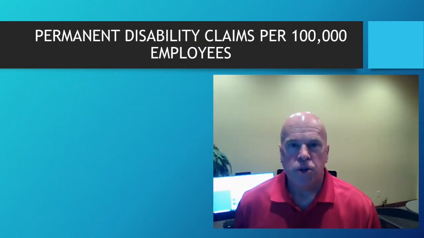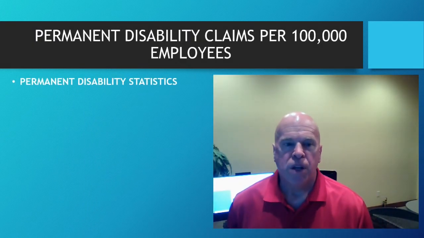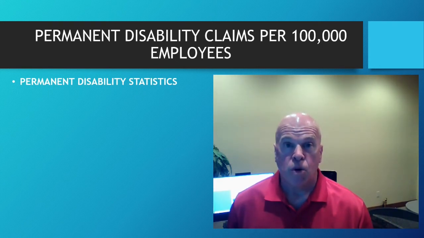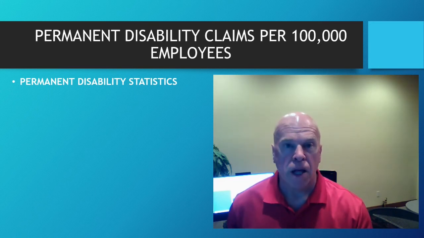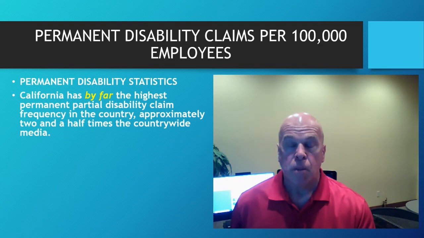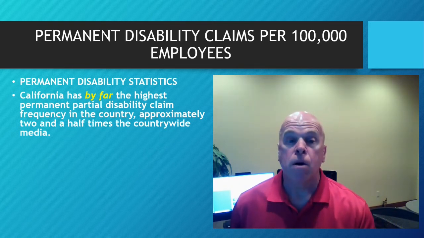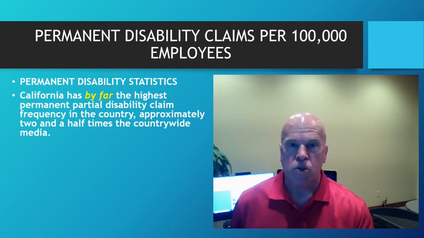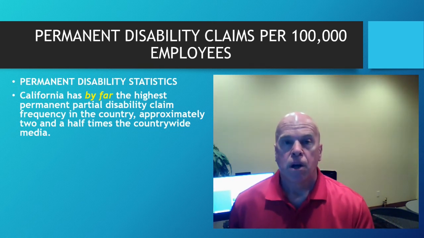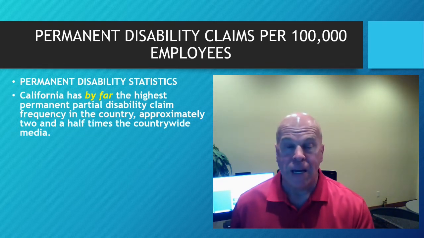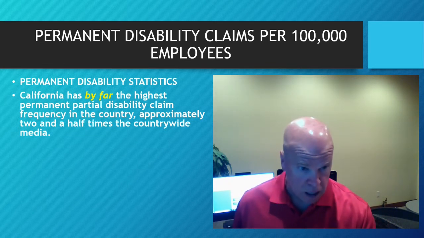So according to the WCIRB, with regards to permanent disability statistics, in other words, of all those examinees or injured employees who come into the California workers' compensation system, California has by far the highest permanent partial disability claim frequency in the country, approximately 2.5 times the countrywide median. This should say median.